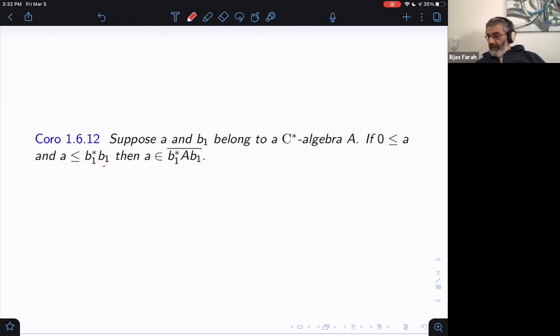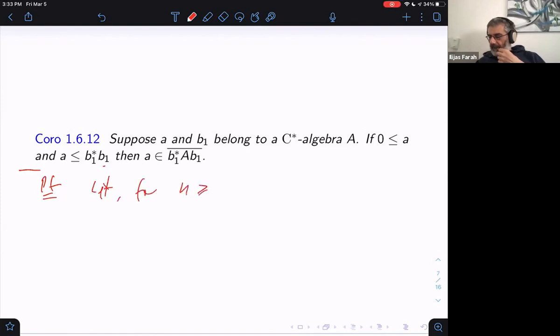So what is this? This is a C-star algebra. It's called the hereditary C-star algebra generated by, actually it is not generated by anything. It's just a hereditary C-star subalgebra of A. Just look at all elements of the form B1 star X B1, and take the norm closure of those elements. This is a C-star subalgebra, and we are proving that A belongs to it. It's kind of clear that it should belong there, but we need to prove it. So here is how we prove it.